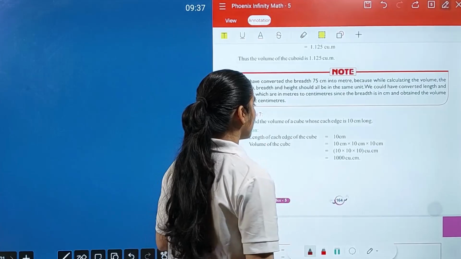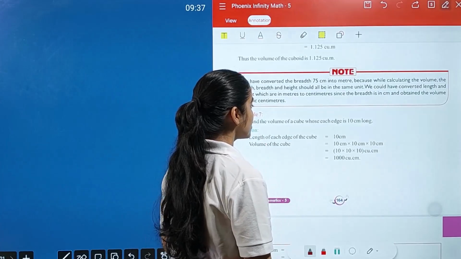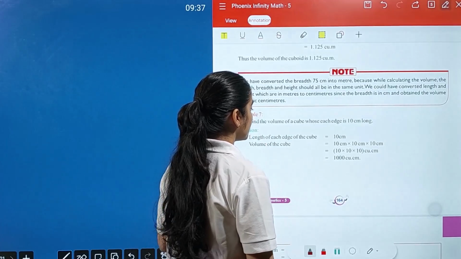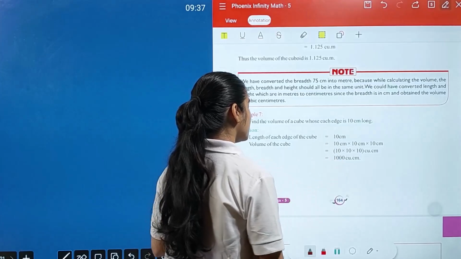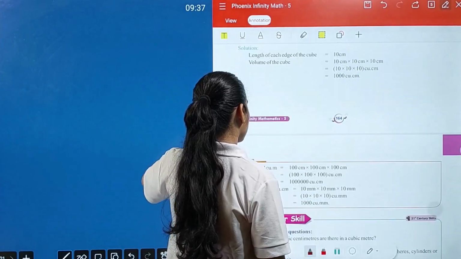Now find the volume of a cube whose each edge is 10 centimeter long. So you have to multiply 10 three times. Now you will get your answer, 1000 cubic centimeter.